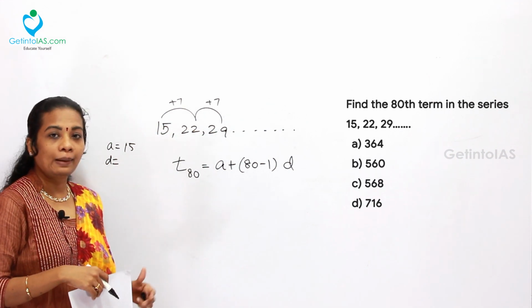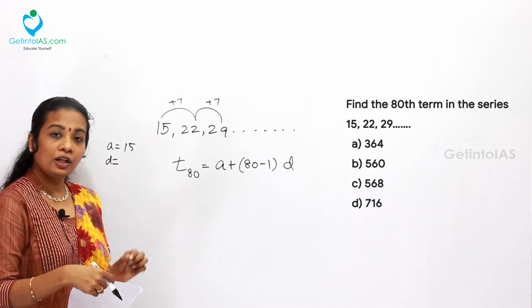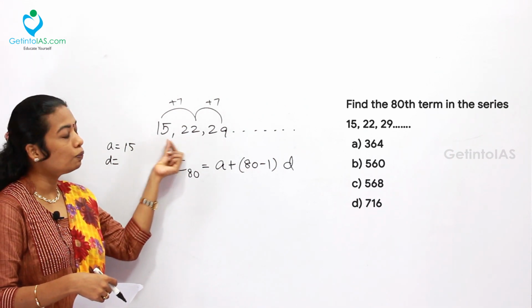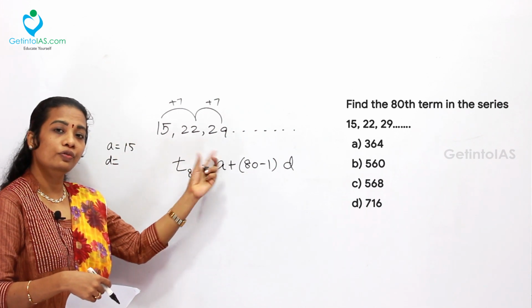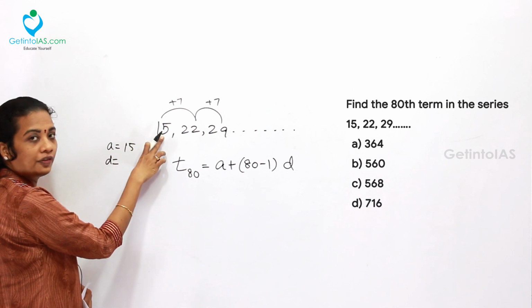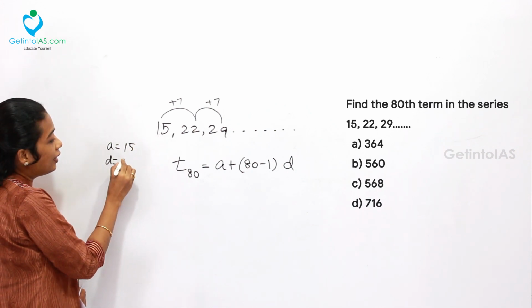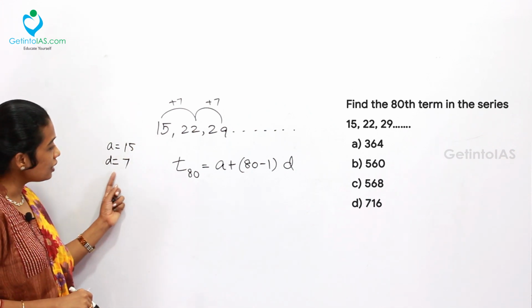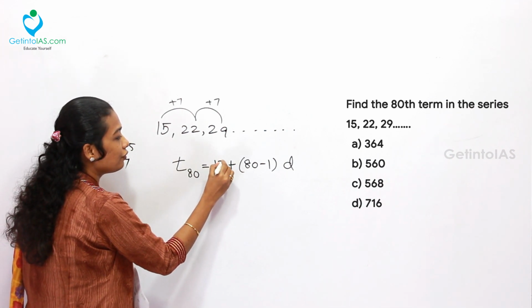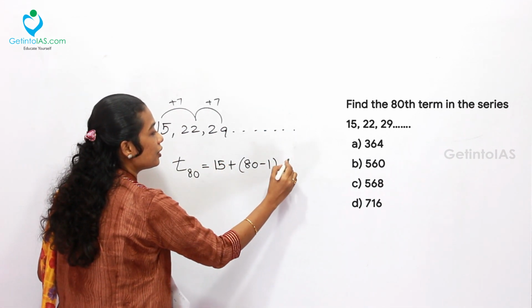It is said to be the AP. Also, in the question, the word AP is not given. Even if it is not given, you will have to judge like this. Simply, you can take the difference. If two differences are the same, simply you can say it is an AP. So, A is 15 here. What is D? D is 7. Now, simply substitute A is 15 and D is 7 in the formula to find the result.